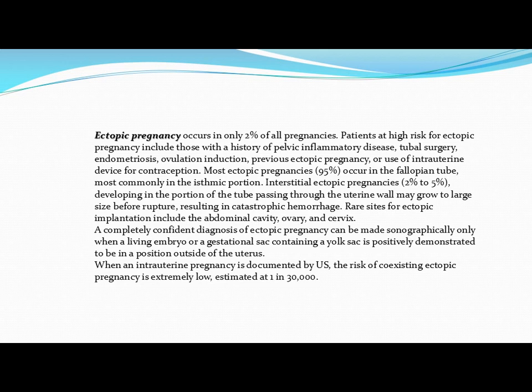A completely confident diagnosis of ectopic pregnancy can be made sonographically only when a living embryo or a gestational sac containing a yolk sac is positively demonstrated to be in a position outside of the uterus. When an intrauterine pregnancy is documented by ultrasound, the risk of coexisting ectopic pregnancy is extremely low, estimated at 1 in 30,000 cases.